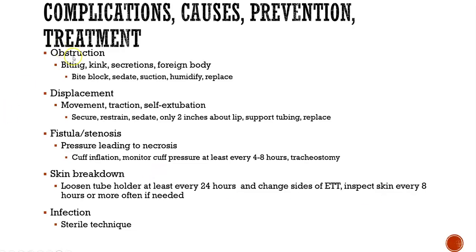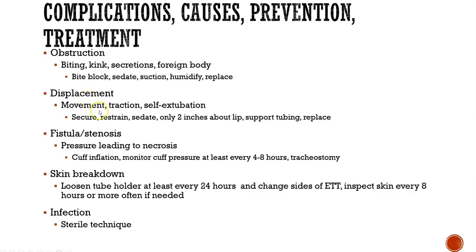Okay. So if we have an obstruction, there's biting, kinking, secretions, or a foreign body. With biting, we can put bite blocks in. We can sedate them. If they've got secretions, suction. Sometimes they need some humidity, and most of the time the vents will have humidity built into them. It's just a little container, but if those start running low, they need to be changed out. We need to replace them.